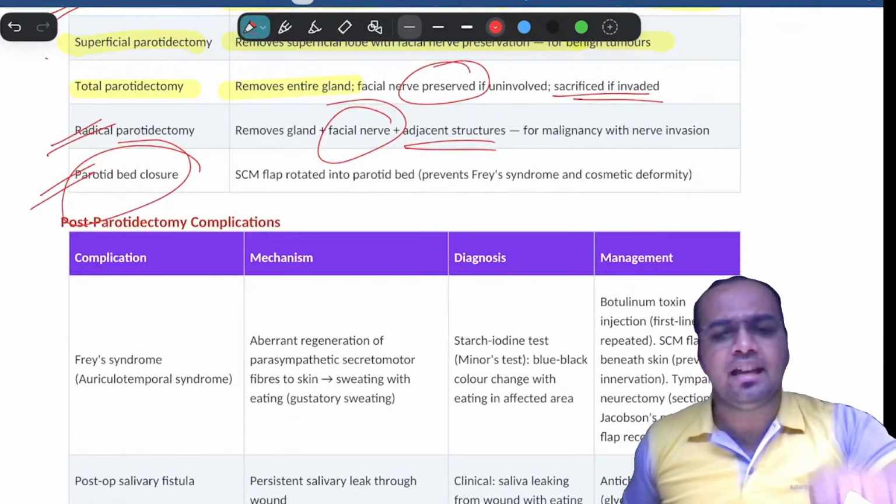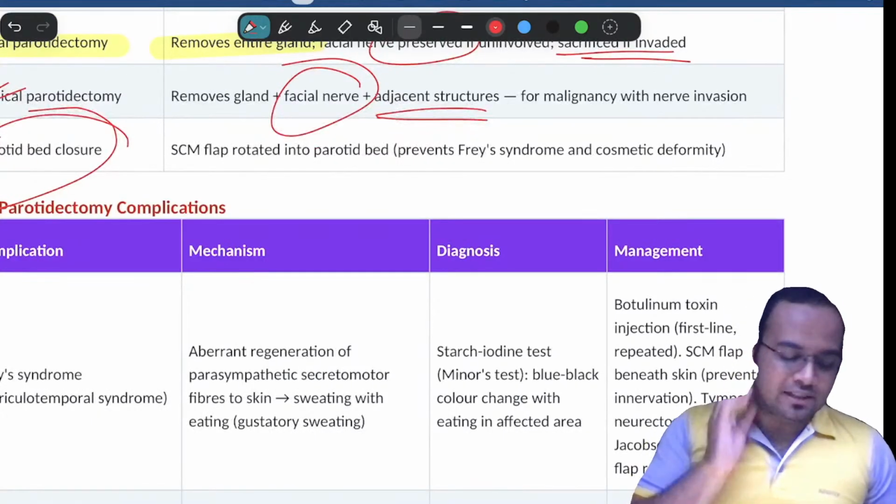पर अगर Frey syndrome नहीं करवाना पेशेंट को तो क्या करना चाहिए? तो you can go for sternocleidomastoid flap.